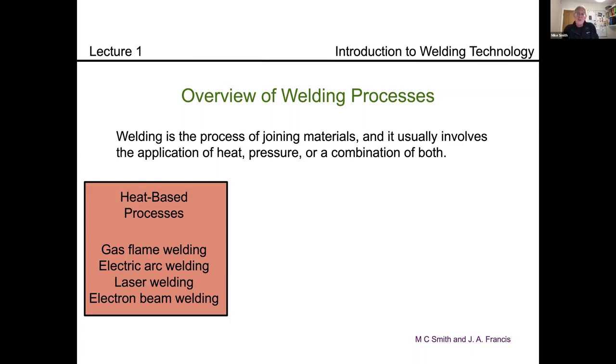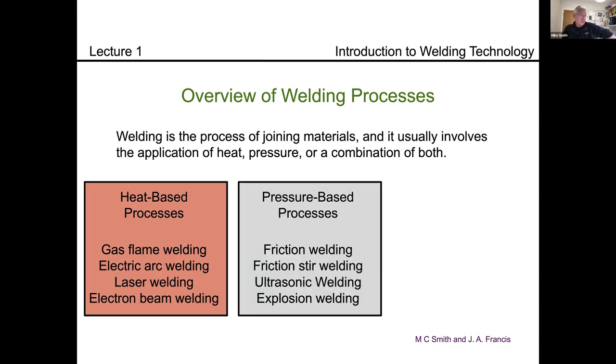Electric arc welding is a much more concentrated source of energy, and we'll talk quite a lot about that. And here, the heat is coming from the flow of electricity in an arc. Laser welding, where the energy comes in through a laser beam, and electron beam welding, where the energy comes in through accelerating electrons into the component that you're planning to weld. And they've all got different characteristics.